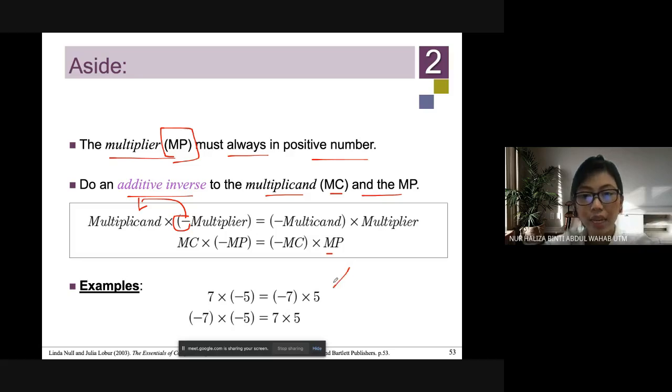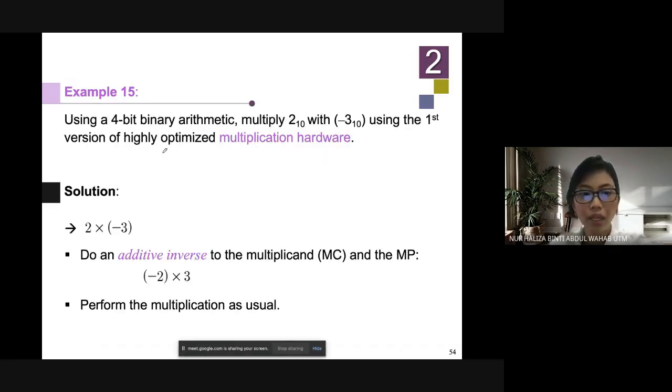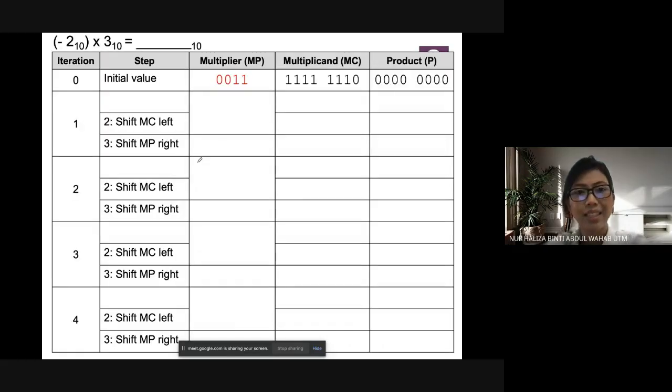So let's say the question is like this. You get 7 multiplied by minus 5. So you are going to change it like this. Of course, minus times minus, you get positive for both. So you need to notice that MP will always be a positive number. Okay? So this is also an example, quite simple, you just need to change it. All of this is more mathematical, and try to come up with this table also.